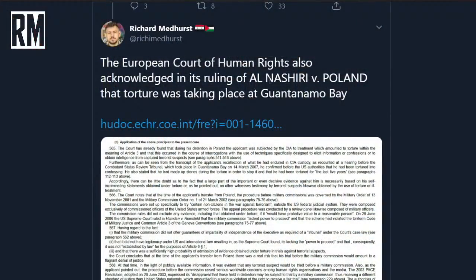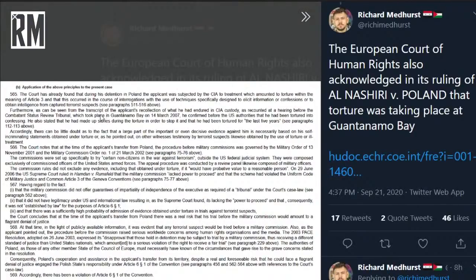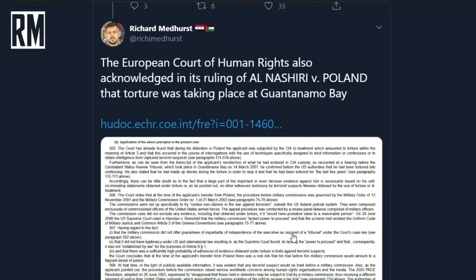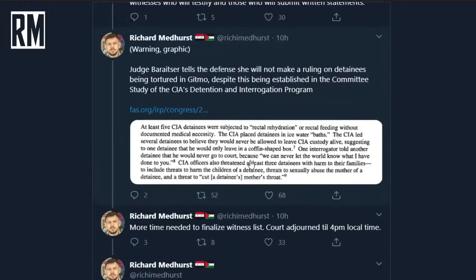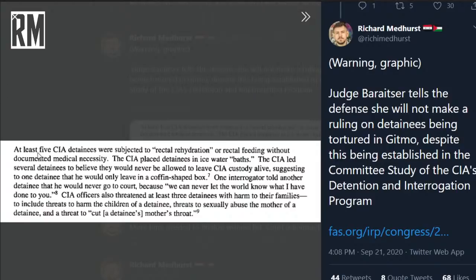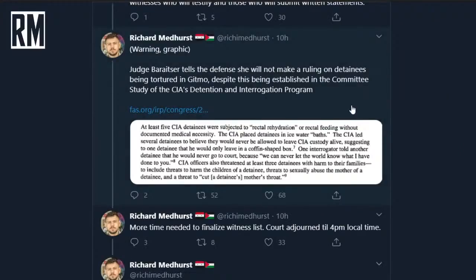And even if you look at another case over here, Syria versus Poland, this was also clearly stating that this guy was tortured at Guantanamo Bay. Okay, so it's not just the European Court of Human Rights here, but we also have the Senate report. So this was the committee study on the CIA's enhanced interrogation, as they like to call it. I mean, this is really graphic stuff. So it's not even a question of whether the judge agrees or not. These are facts. We have this established from the goddamn US Senate themselves, from the European Court of Human Rights. We don't need the judge to actually say whether she agrees or not. It's a fact already. It's been established.